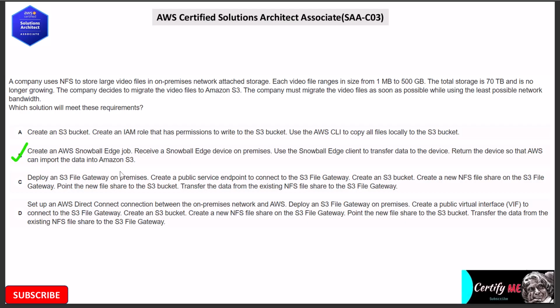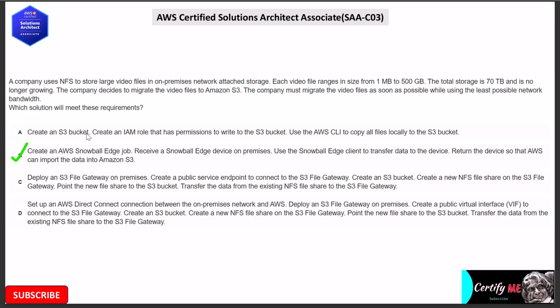Next question. A company uses NFS to store large video files in an on-premises network attached storage. Each video file ranges in size from 1 MB to 500 GB. The total storage is 70 TB and is no longer growing. The company decides to migrate the video files to Amazon S3. The company must migrate the video files as soon as possible while using the least possible network bandwidth. Which solution will meet these requirements?